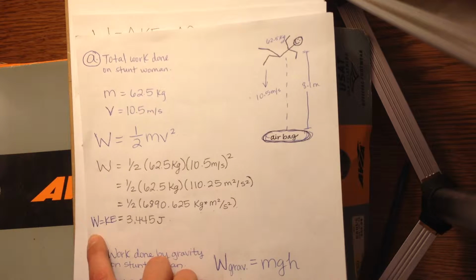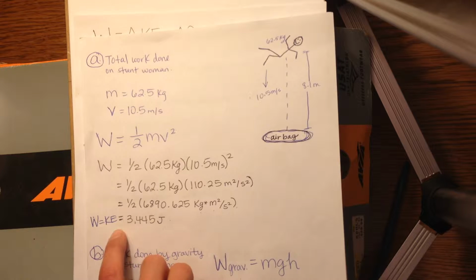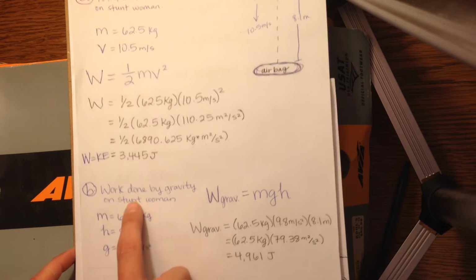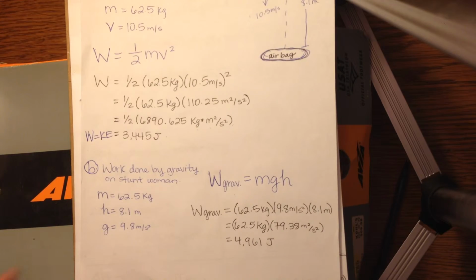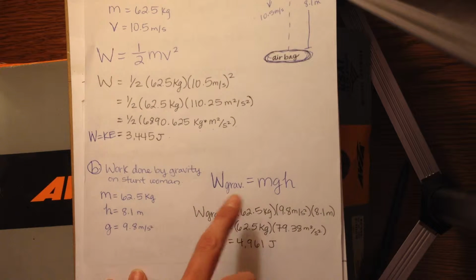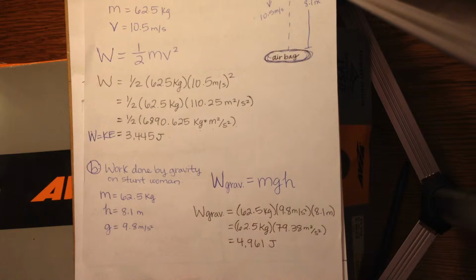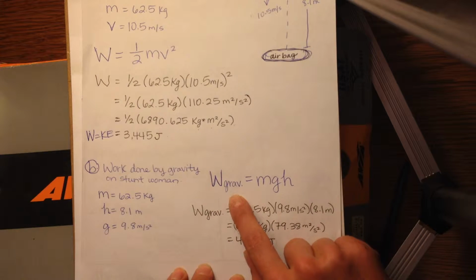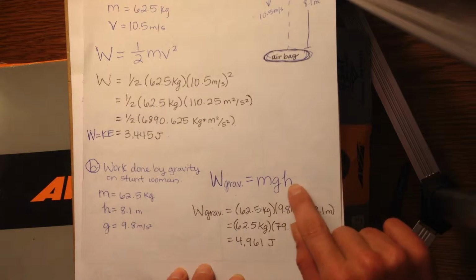And like I said, it's the total work done, and it's also the increase in the kinetic energy that we're finding in this equation here. So now in part B, we have work done by gravity on the stunt woman. And in this, we're going to use this equation because what we're going to find here is actually the decrease in the gravitational potential energy of the woman. The work done by gravity equals mass times gravity times h.